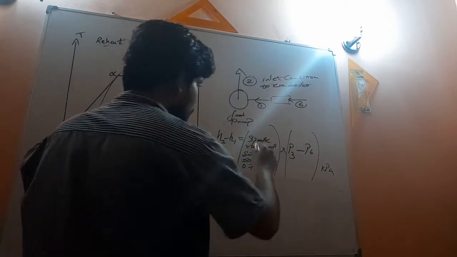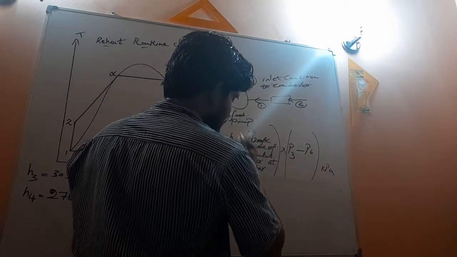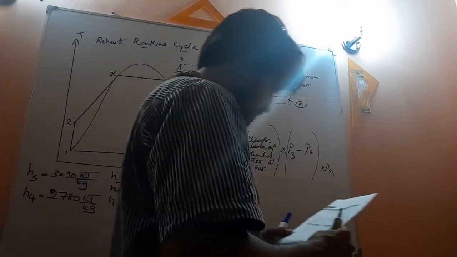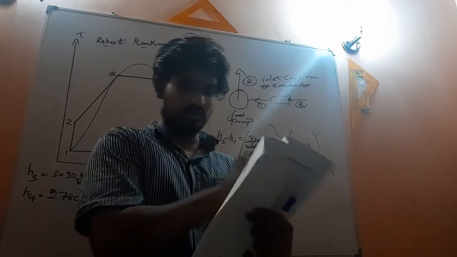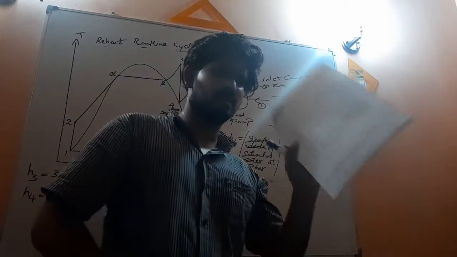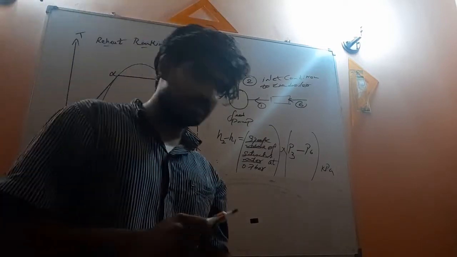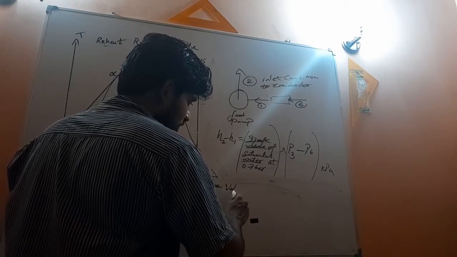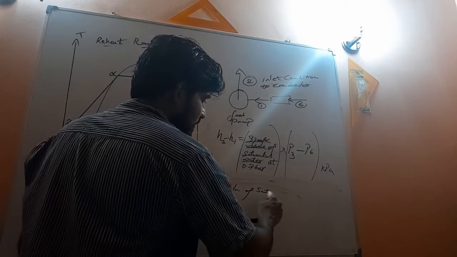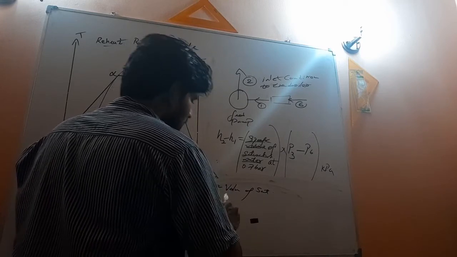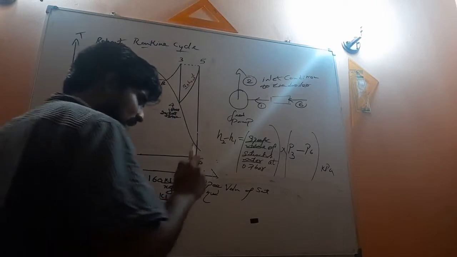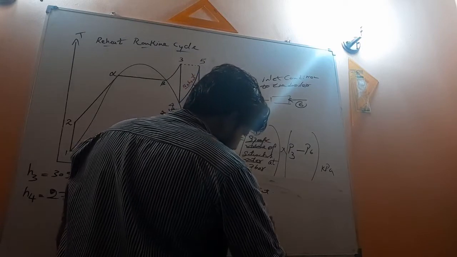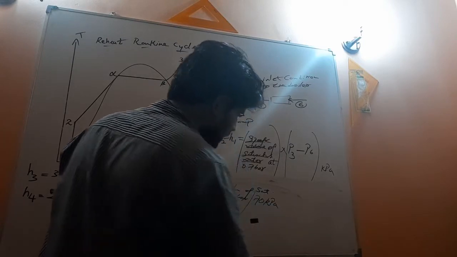Specific volume of saturated water at 0.7 bar. Here I have a steam table, a saturated water property table. In this chart, pressures are given in kilopascals. What I really want is the specific volume of saturated liquid at 0.7 bar. 0.7 bar means 70 kilopascals.